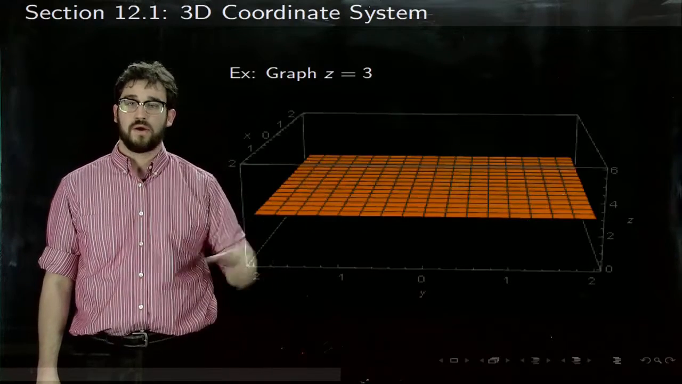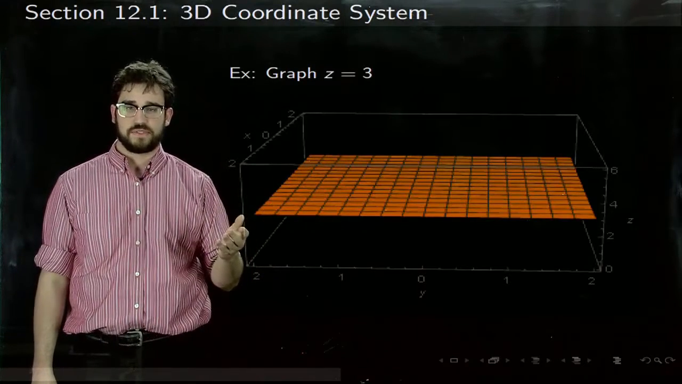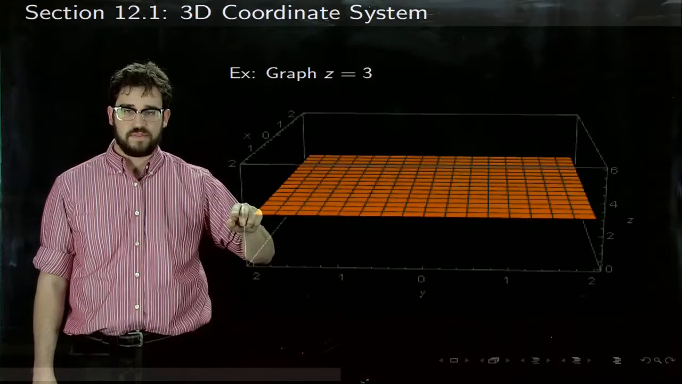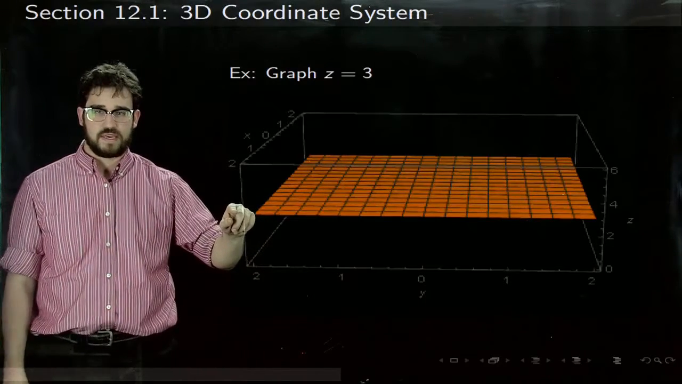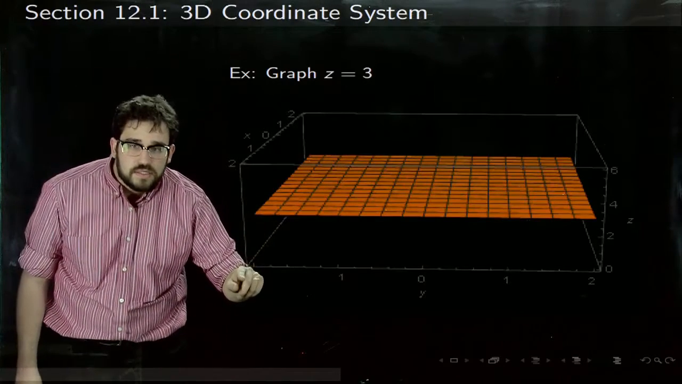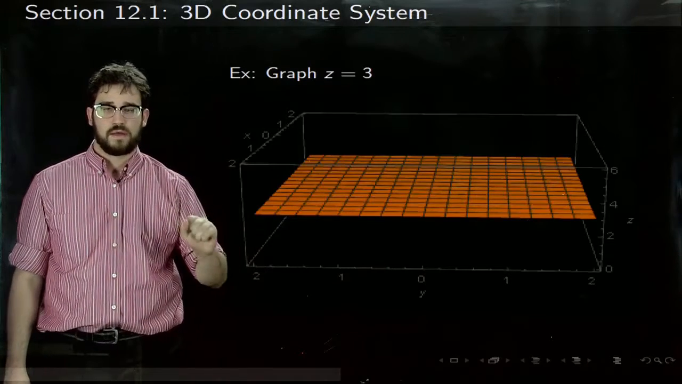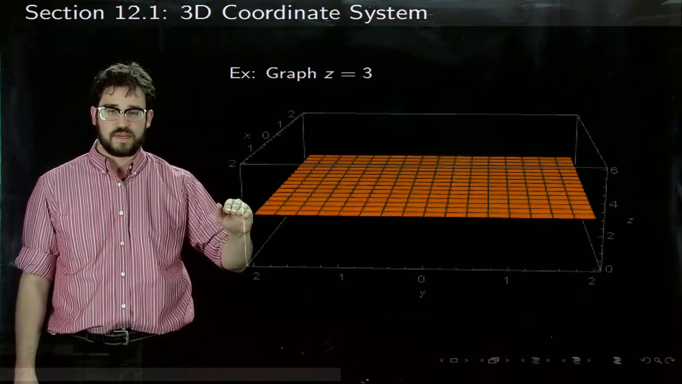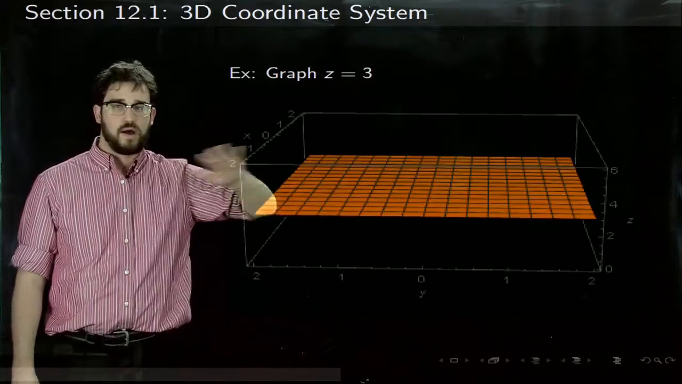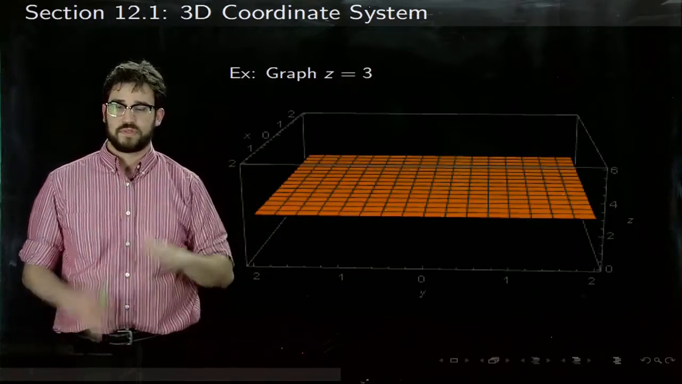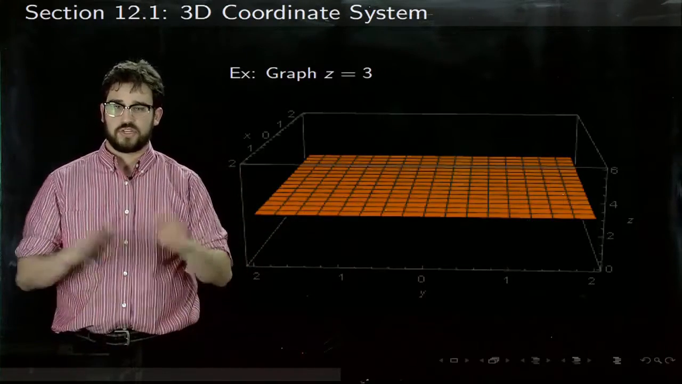This orange square would be the graph of z equals 3 because we have the point z equals 3 right here, because z starts at 0 here, and we had to go up 3 in the z direction, and x and y could be anything else. So that's a pretty easy one to just graph.